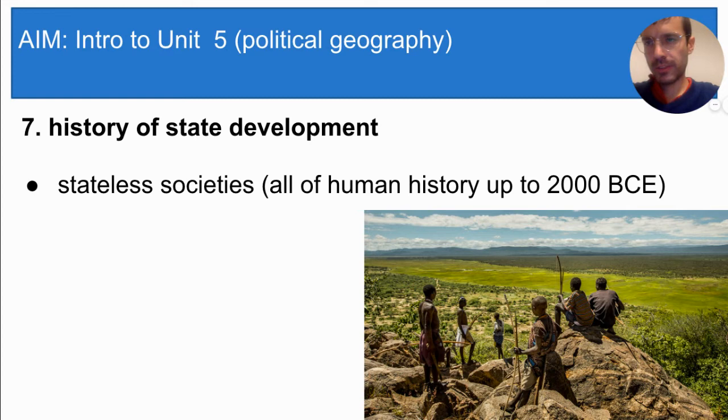An example of a stateless society is a group of Paleolithic hunter-gatherers. These were small groups of 10 to 20 people. They had no centralized government, and there was no agreed upon area of land which they had power over.